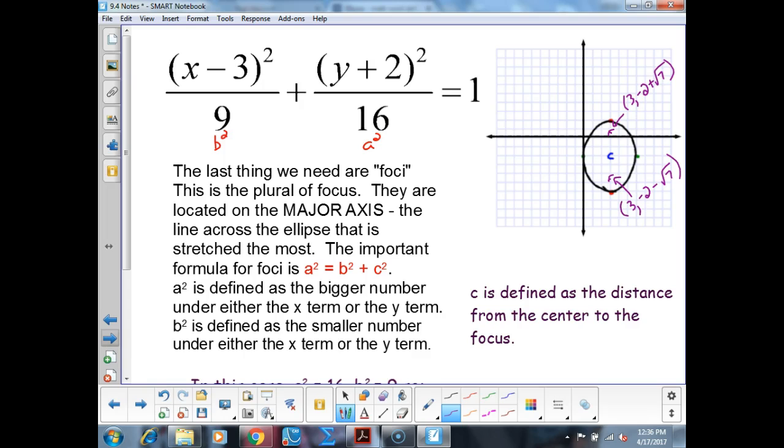Vertical is y. Has been forever. Horizontal is x.